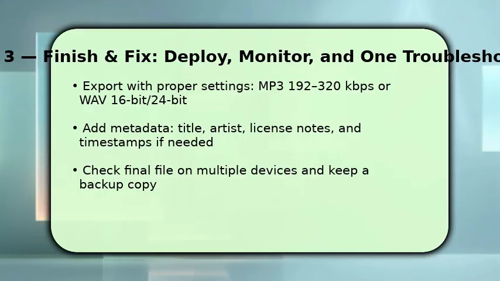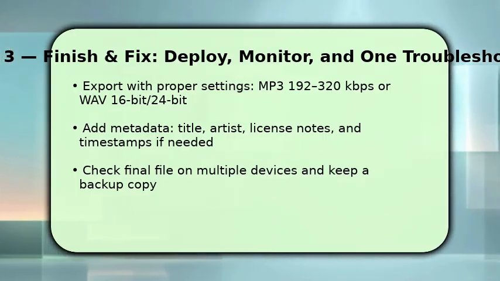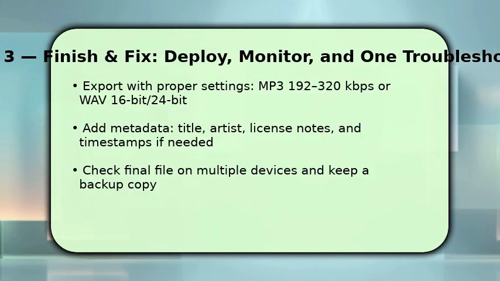Then test the file on phone, laptop, and TV to confirm volume and sync. If playback is off, recheck sample rate and codec. Tip: if audio sounds distorted after export, reduce master gain by 3 to 6 decibels.